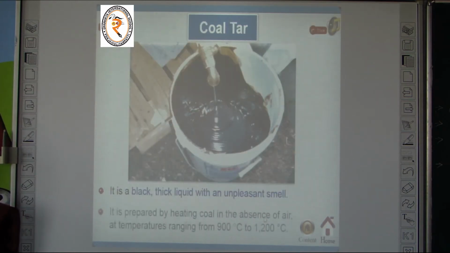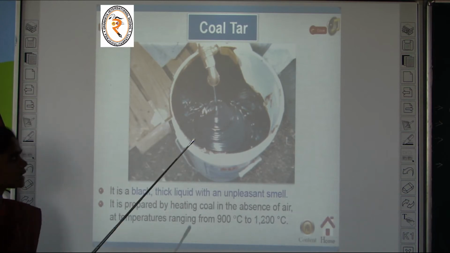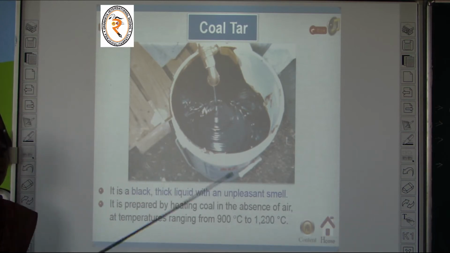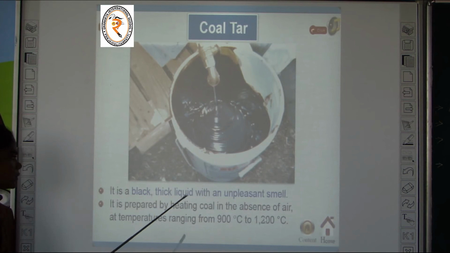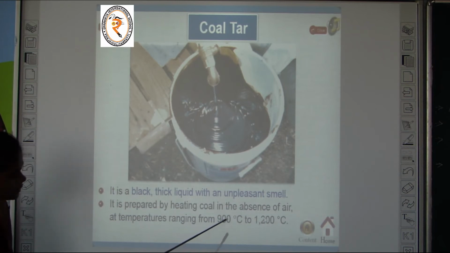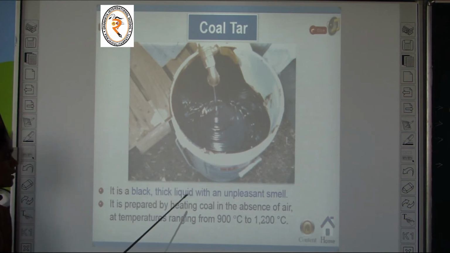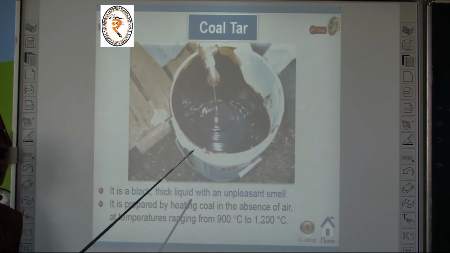coal tar. See, look at the picture. It is coal tar. It is also a product of coal. It is a black thick liquid with an unpleasant smell. And it is prepared by heating coal in the absence of air at temperatures ranging from 900 degrees Celsius to 1200 degrees Celsius.